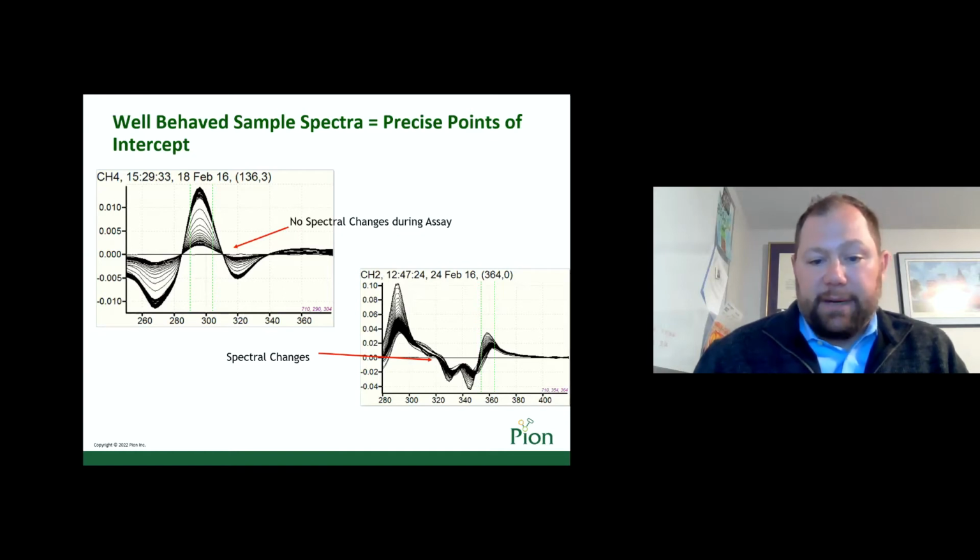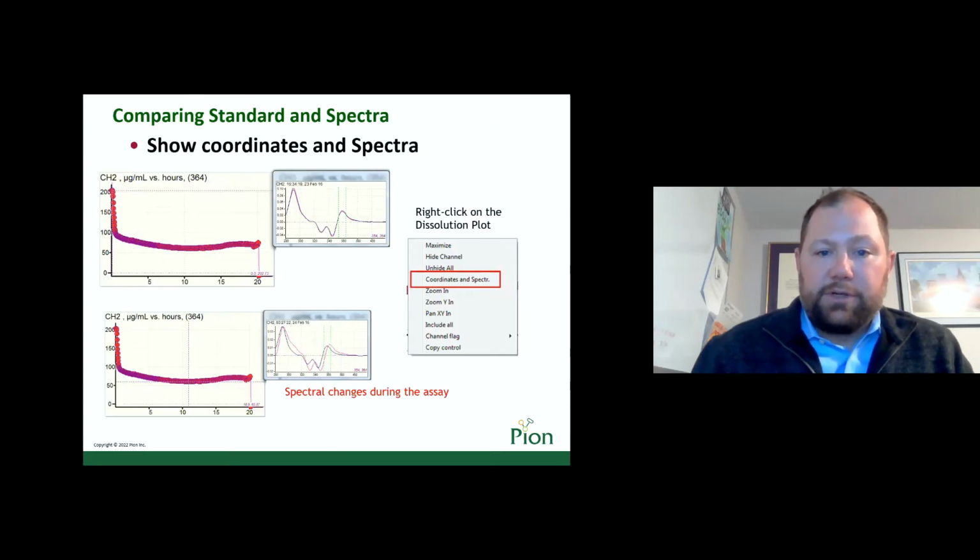Once I have confirmed that my samples are well behaved, I must then confirm that my samples and standards have the same spectral features. AUPro software offers a convenient way to overlap sample and standard spectra. Within any channel box in the Dissolution tab, you can right-click and select Coordinates in Spectra. This feature will allow you to trace the concentration curve with the mouse, and a window will display the overlay of standards in blue and samples in pink.